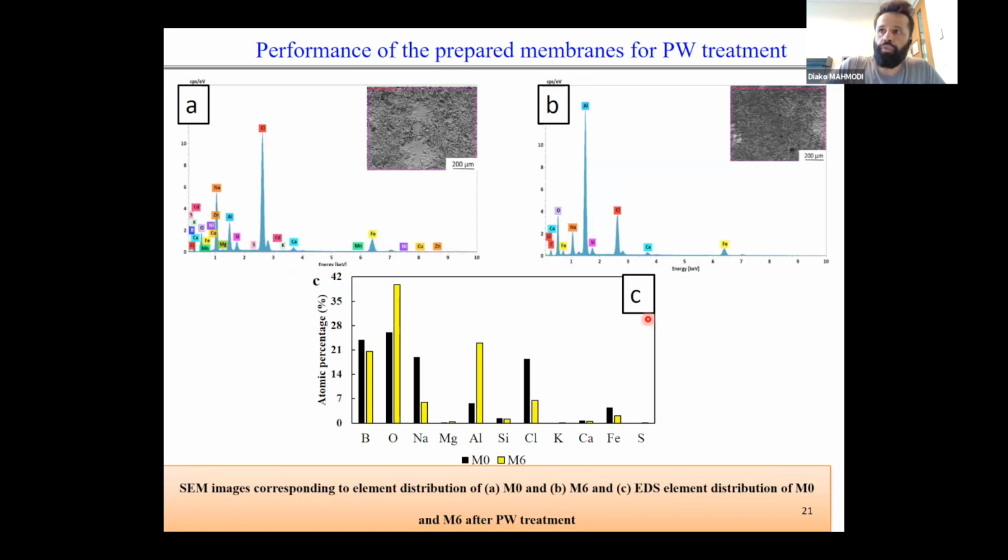And again, in order to prove our claim, we did an EDS test for the M0 membrane and M6. The yellow chart belongs to M6. As you can see, since a huge amount of contaminant deposited on the surface of the membrane, the EDS beam didn't detect alumina. But in this case, since a smaller amount of contaminant deposited or fouling happens on the surface, the beam detected the alumina surface.